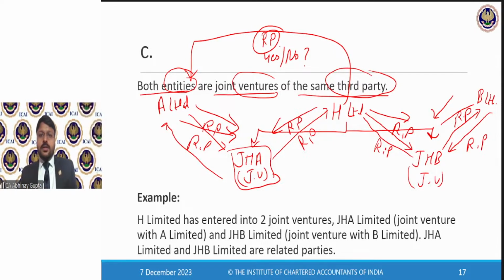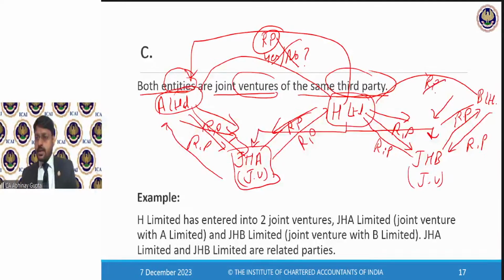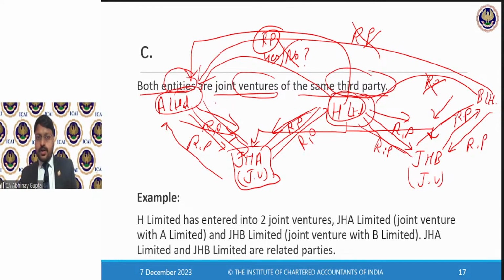Okay. So this will not be a related party. Simply because these two entities have entered into a joint venture, this does not entitle these two parties as related parties. Similarly, H Limited and B Limited will not be related parties. Similarly, B Limited and A Limited will also not be related parties. So these are related parties, these are related parties, but H Limited will not be related to A Limited as well as B Limited and vice versa. Because the clause does not say that.